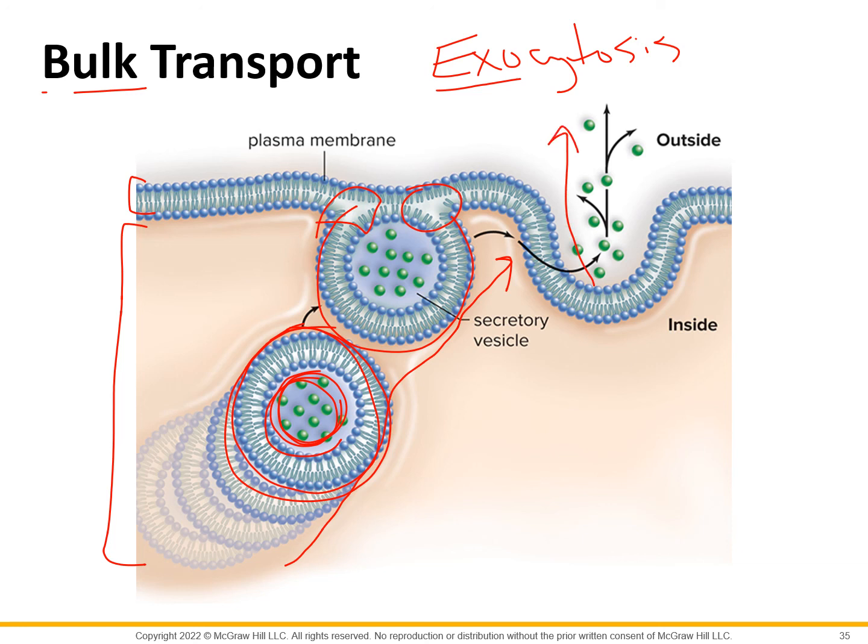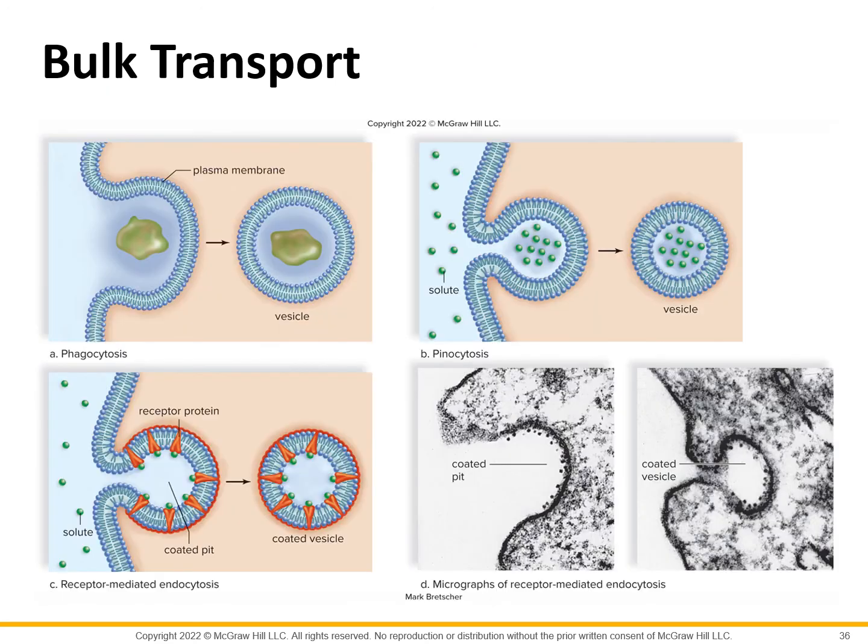So this involves a lot of energy. The cell has to move the vesicle to the edge of the membrane, and then the phospholipid bilayers fuse together to release the particles outside. The other example of bulk transport is endocytosis. Endocytosis is bringing particles into the cell.